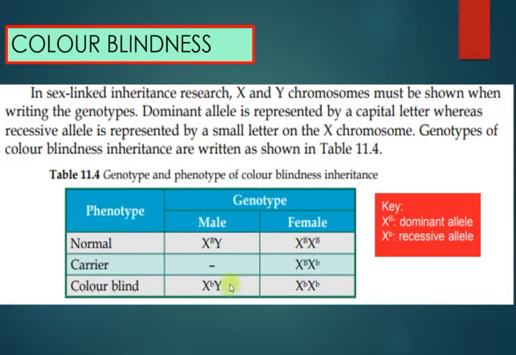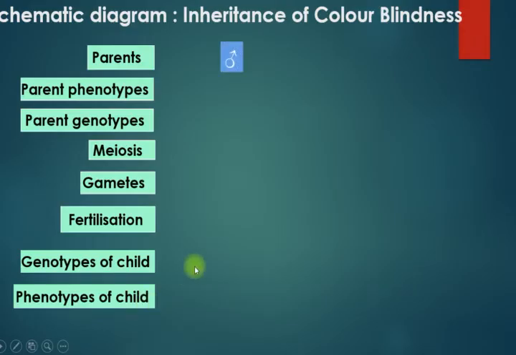Then for colorblind, the male is represented by X small b Y, where X small b carries the recessive allele. The female X small b, X small b will be color blind. Let's take a look at an example of the inheritance schematic diagram for color blindness.